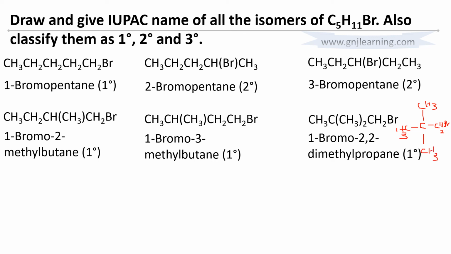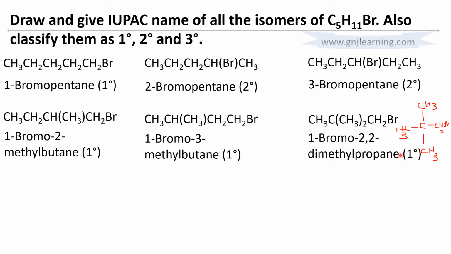If I am moving bromine from here to here, it is the same compound. From here to here, it is the same compound. And bromine has no other option. So for this skeleton, there is only one position for bromine, that is 1-bromo. So 1-bromo-2,2-dimethylpropane, a primary haloalkane.